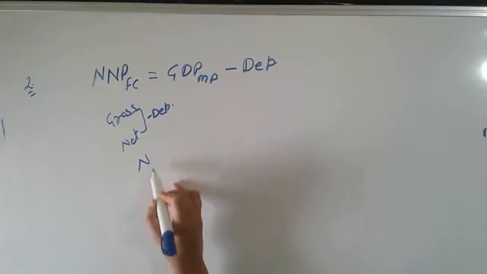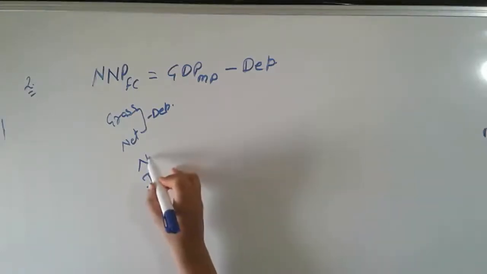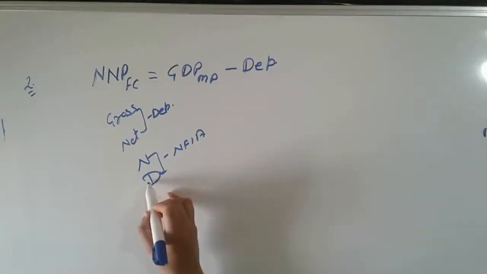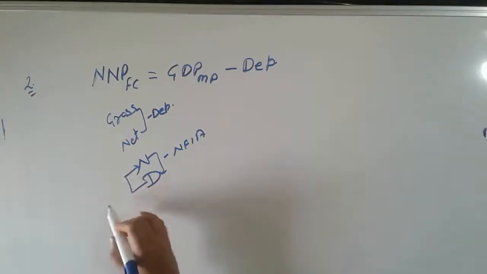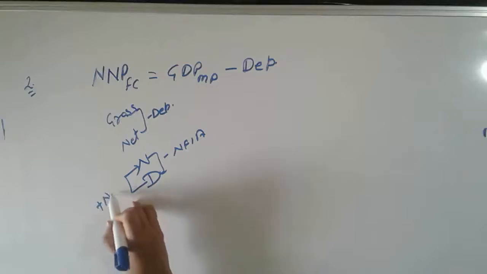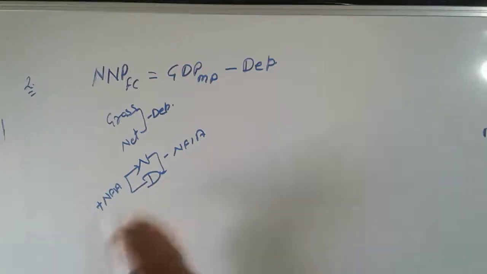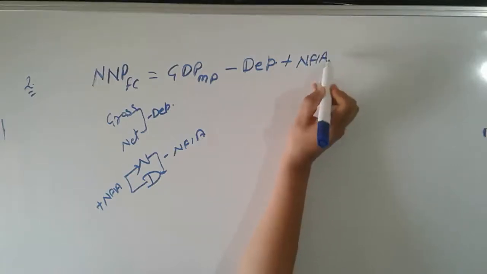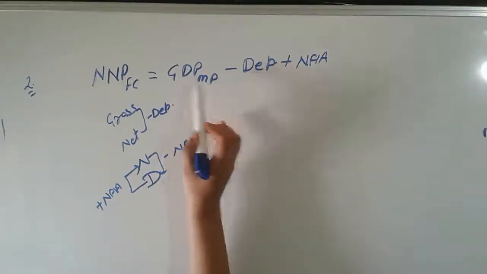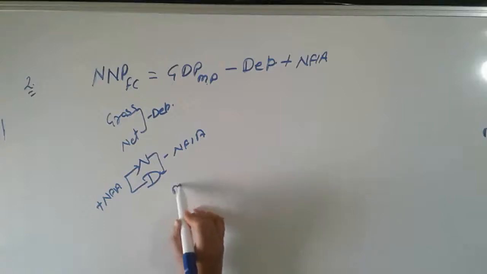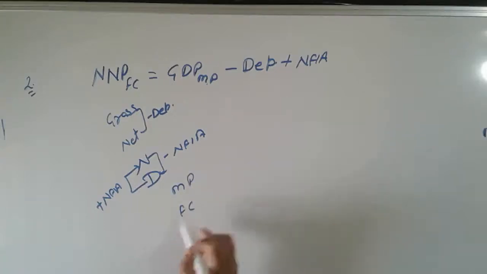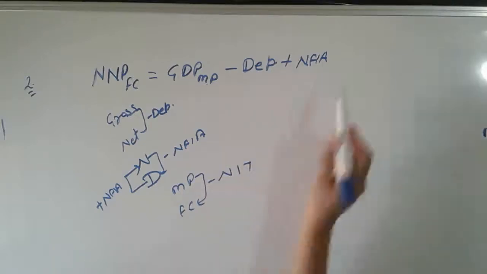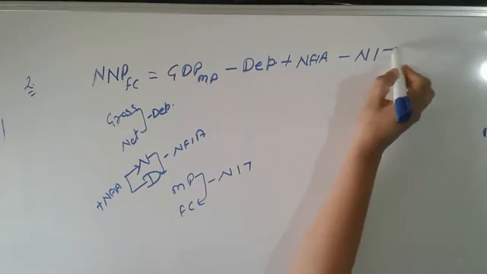Second, domestic to national. We know that when we have to move from national to domestic, we minus NFIA. But now we have to move from domestic to national, so plus net factor income from abroad. Third, market price to factor cost. When we move from market price to factor cost, we minus the net indirect tax.